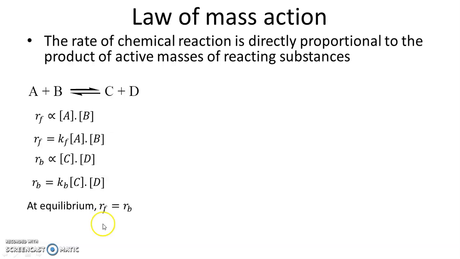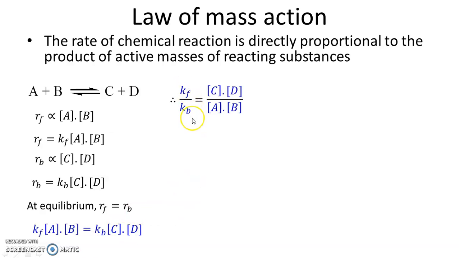But at equilibrium, the rate of forward reaction and the rate of backward reaction are equal, and therefore these two equations become Kf into the concentration of A into the concentration of B is equal to Kb into the concentration of C into the concentration of D. By rearranging terms, we can write Kf upon Kb is equal to the concentration of C into the concentration of D by the concentration of A into the concentration of B. This ratio of the velocity constants for the forward and backward reactions is nothing but the equilibrium constant, denoted by capital K. Therefore K, the equilibrium constant, is equal to the concentration of C into D upon the concentration of A into the concentration of B, and this equilibrium constant K remains constant for a given temperature and pressure.